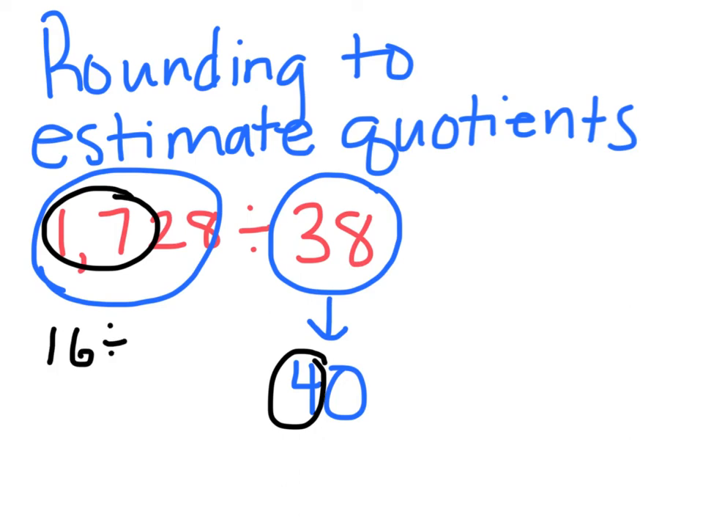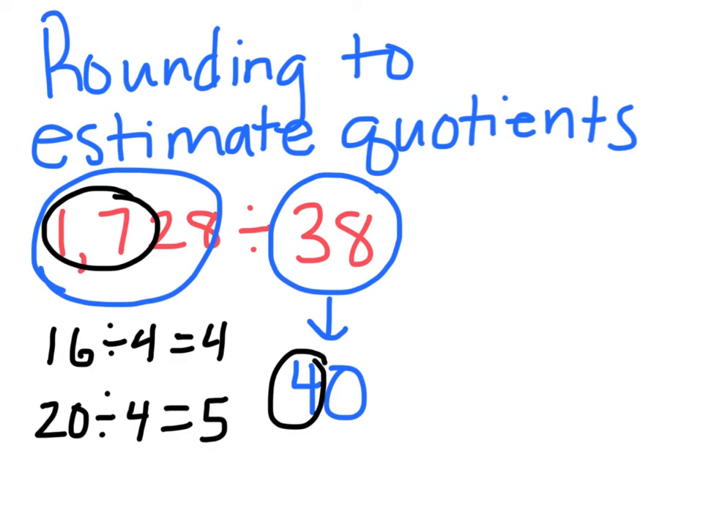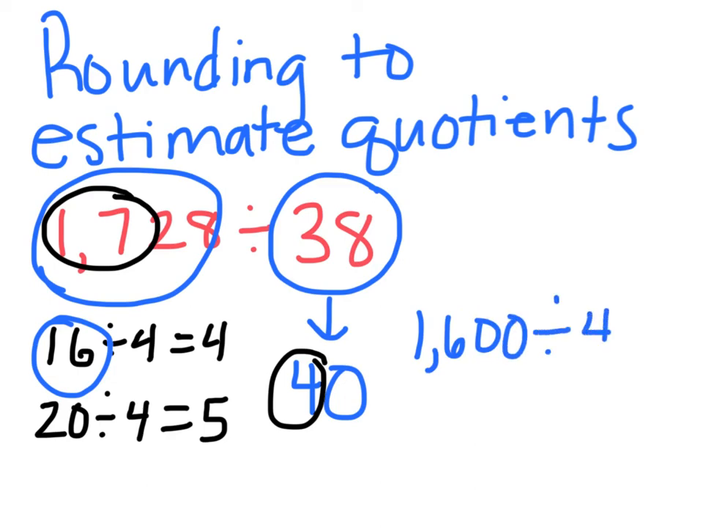16 divided by 4 gives us an answer of 4, correct? And 20 is also close to 17. 20 divided by 4 gives us an answer of 5. Which is closer to 17? 16 is closer, so we want to use 16 to estimate our quotient. So our problem becomes 1,600 divided by 40.